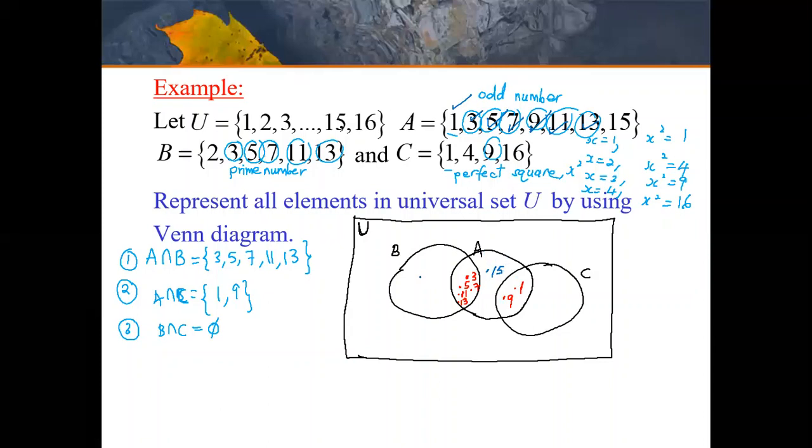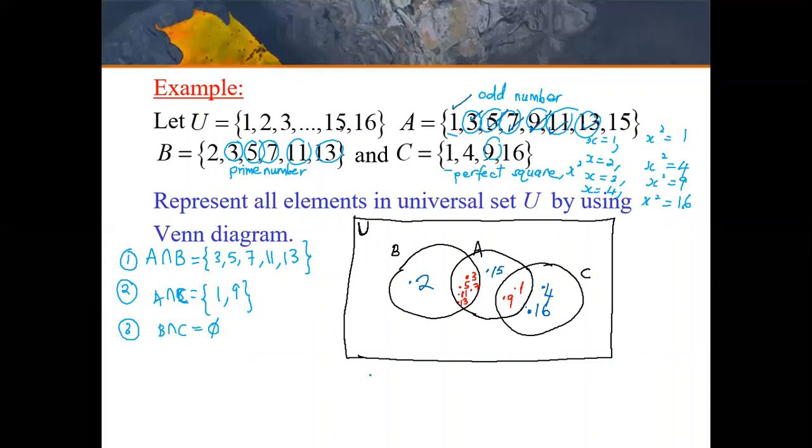Semata-mata A. So how about B? B: 3, 5, 7, 11, 13, so only 2 here. Alright, then C, you have 1, 4, 9, 16. 9 here, 1 also here, and what's left? You have 4 and also 16. Alright, so what's next?